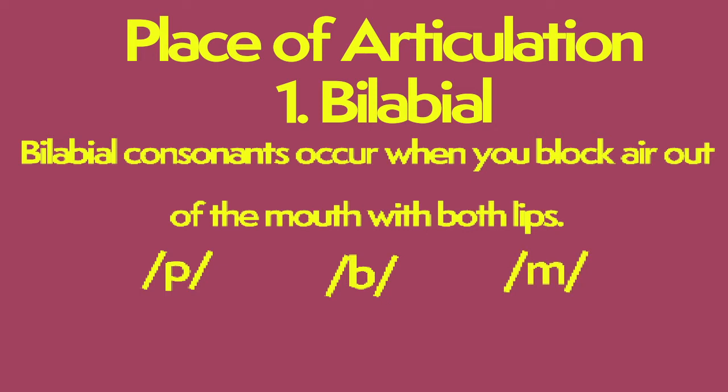Now, as you learned from the previous lesson, p and b are examples of what kind of consonants? You've guessed it, plosives. What about m? M is what kind of consonant? It is a nasal. M is made by releasing sound through the nose, and you bring your lips together to generate this m sound.